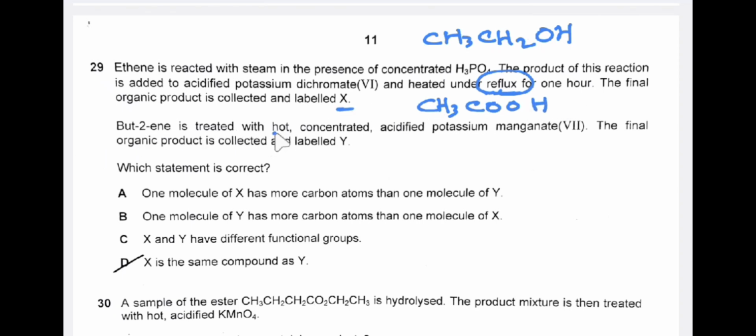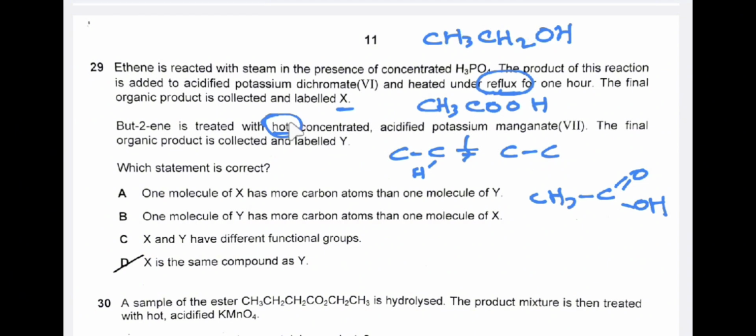Then butene is treated with hot concentrated acidified potassium manganate. So butene, methyl but, is reacted with hot concentrated acidified potassium manganate. That means the double bond breaks, and since the double bonded carbon is attached to one hydrogen and one carbon, carboxylic acid is formed, that is ethanoic acid, CH3COOH. And let's suppose if it reacts with cold dilute acidified potassium manganate, then instead of breaking the double bond, the double bonded carbon is attached to OH groups. But since it is hot concentrated and not cold dilute, this is wrong. So we get this product. So this is product Y, and here we can see that the product X, that is ethanoic acid, is same as the product Y, that is ethanoic acid. So X is same as compound Y.